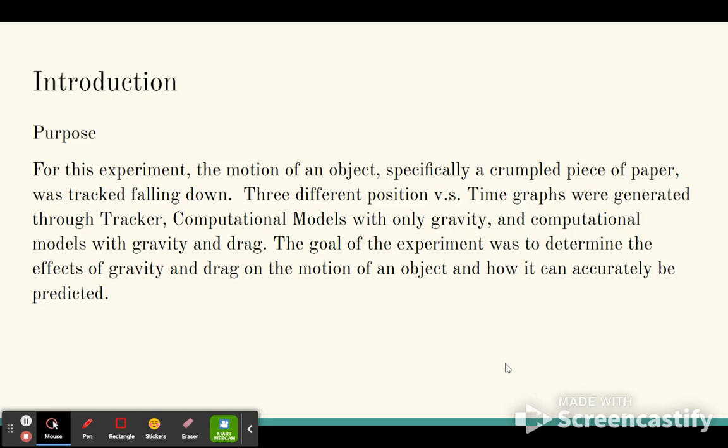So for this experiment, the motion of an object, specifically a crumpled piece of paper, was tracked falling down. Three different position versus time graphs were generated through the tracker, as well as through computational models with only gravity and a computational model with gravity and drag. The goal of the experiment was to determine the effects of gravity and drag on the motion of an object and how it can accurately be predicted.